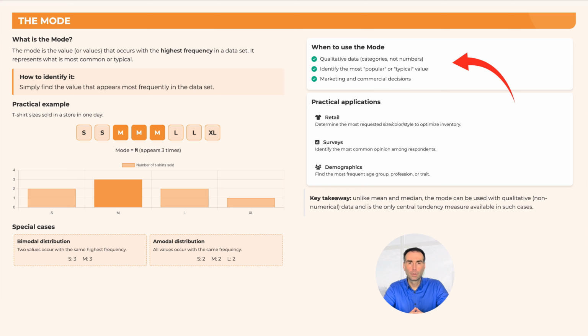That's the mode. The mode is handy for qualitative data like categories, sizes, or preferences. It helps you know what to reorder in retail, shows the most common opinion in surveys, and identifies the dominant group in demographics. Just remember, the mode works even with non-numerical data. It's the only central tendency measure you can use in that case.